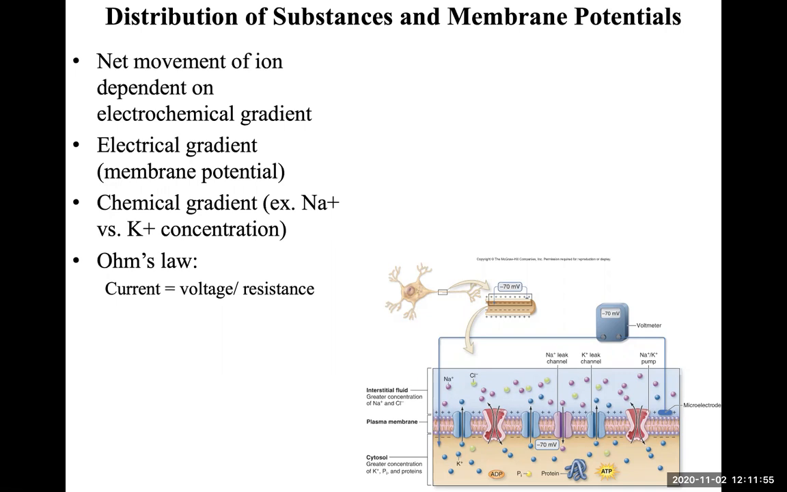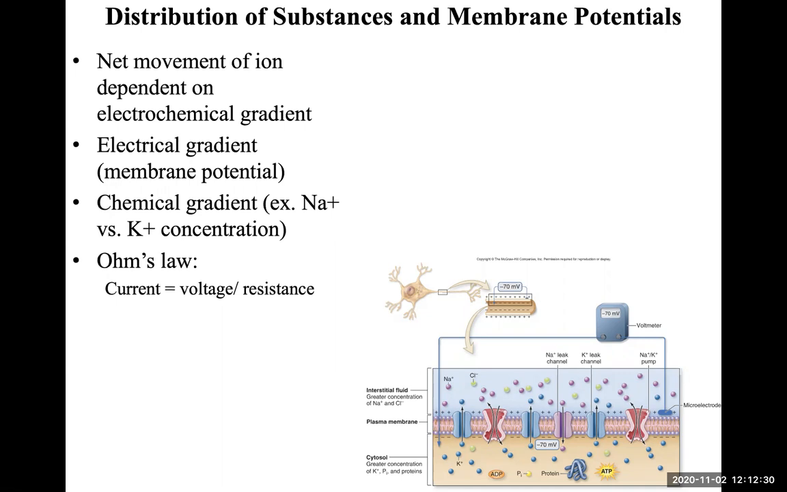The structures responsible for establishing that gradient are the potassium leak channels. We've talked a lot about leak channels versus chemically gated channels versus voltage gated channels. Leak channels are those channels embedded in the membrane that are always open. So they continually let the ion that they are designed to allow to pass move down its concentration gradient.